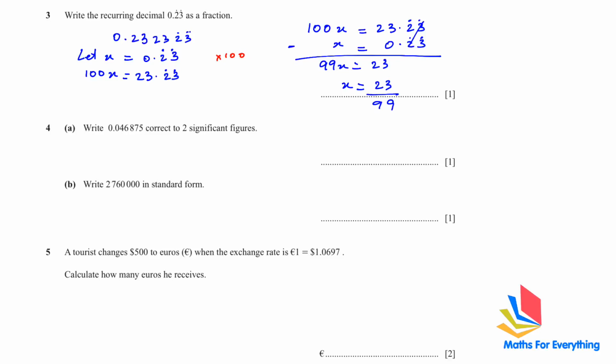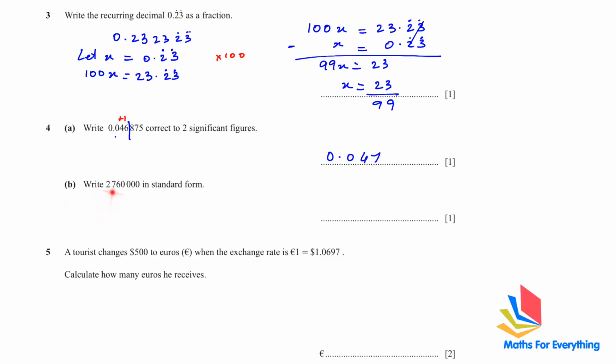Next question. Write 0.046875 correct to two significant figures. So we look at two numbers. The 0 after the decimal, the first 0, we don't count. We count the numbers. So two significant figures are going to be till here. Look at the number after the line. If it is 5 or more, we have 8, so it is 5 or more, we add 1 to the number before. So that will give us 0.047.